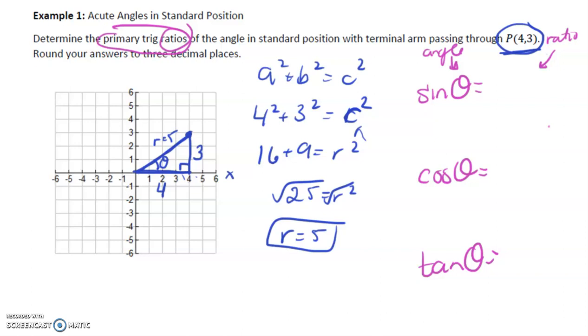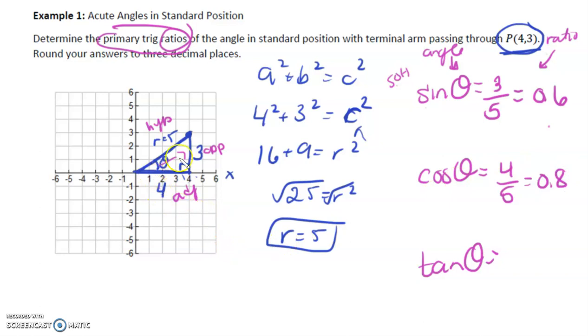So for sine, we're looking at opposite over hypotenuse. We have opposite here, we have adjacent, and we have hypotenuse. So we get 3 over 5, which is 0.6. For cos, we get 4 over 5, which is 0.8. And then for tan, we get opposite over adjacent, which is 3 over 4, so 0.75.